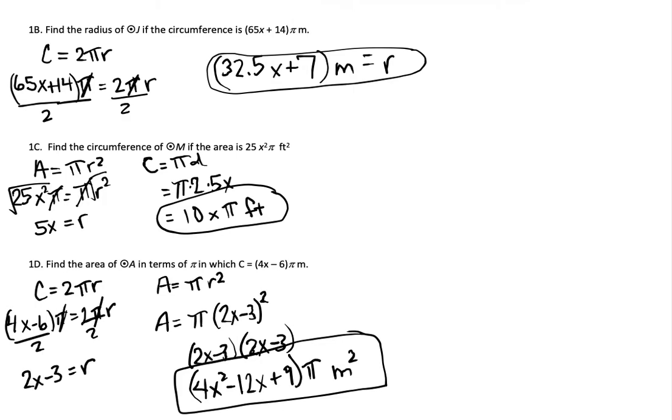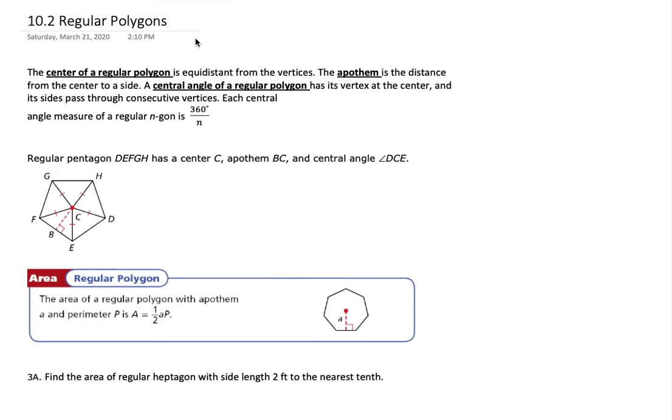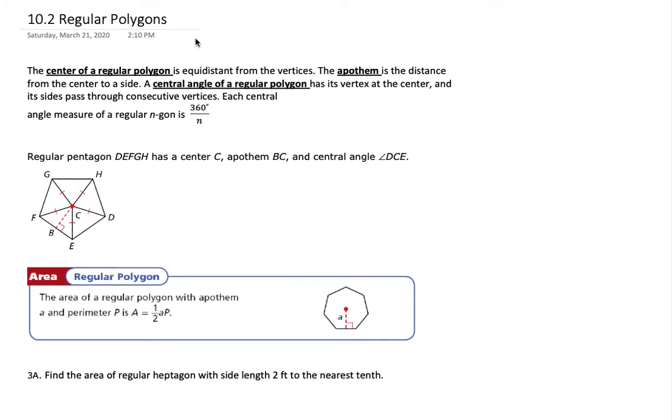Let's move on to regular polygons because this stuff will be a little bit more difficult with the apothems. So do recall a regular polygon has all the same length sides. And you'll have to remember what each one's called. A pentagon's 5 sides, a hexagon's 6 sides. If you've forgotten, maybe look them up and jot them down so you have them. The center of a regular polygon is equidistant from the vertices.